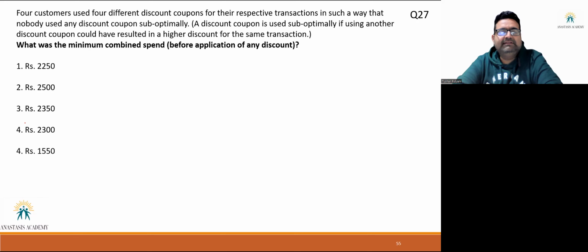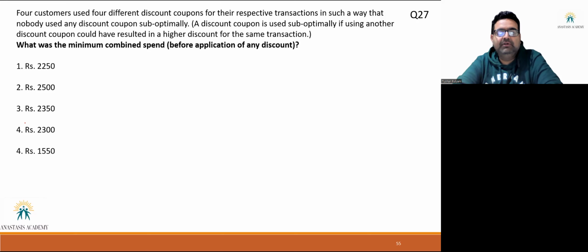Right? In the second question, now this is an interesting one. It says that same story, 4 customers, 4 different coupons, in such a way that none of the coupon was used suboptimally. Now, what does that mean? The question itself explains that a discount coupon used suboptimally means that you could have got a better discount by using another coupon.